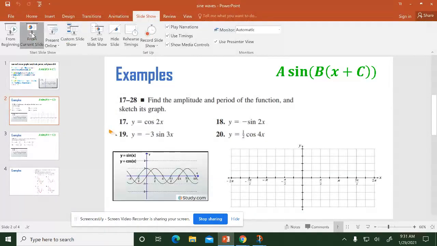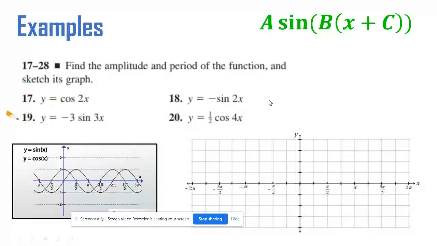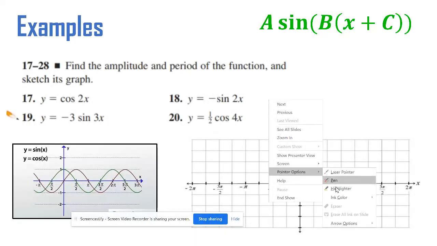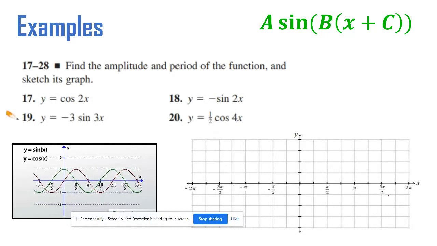So we've got a negative sine of 2x. And before we graph it, we want to find the amplitude and period. So for 18, our amplitude is the absolute value of that coefficient. So we have a negative, that would be like a negative 1.